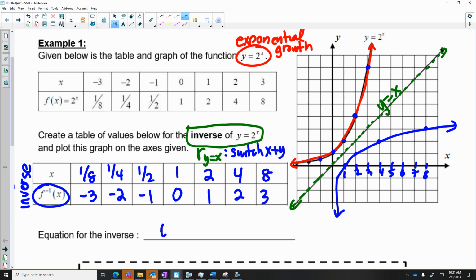All right, so this equation is going to be the log function, and specifically the equation is going to have the same base. So it's going to be y equals log, and now the base is going to be a little subscript. So it was base 2 for the original, so it's going to be base 2 for the inverse. So we have y equals log base 2 of x. Okay, so we call this little thing a base, base 2.